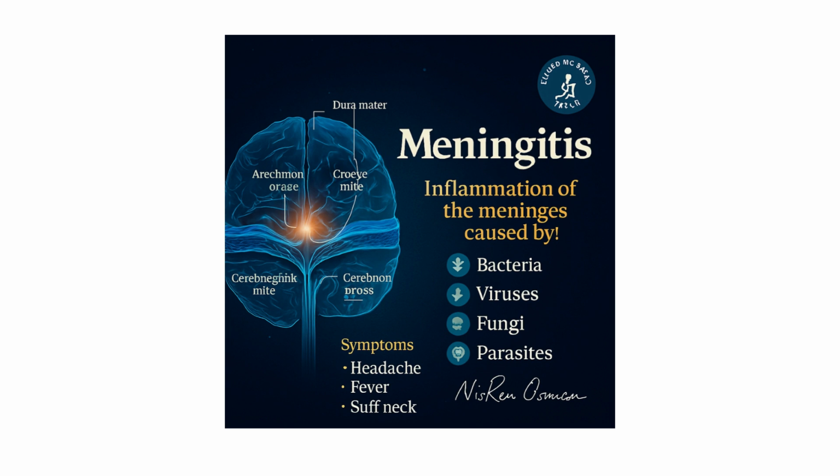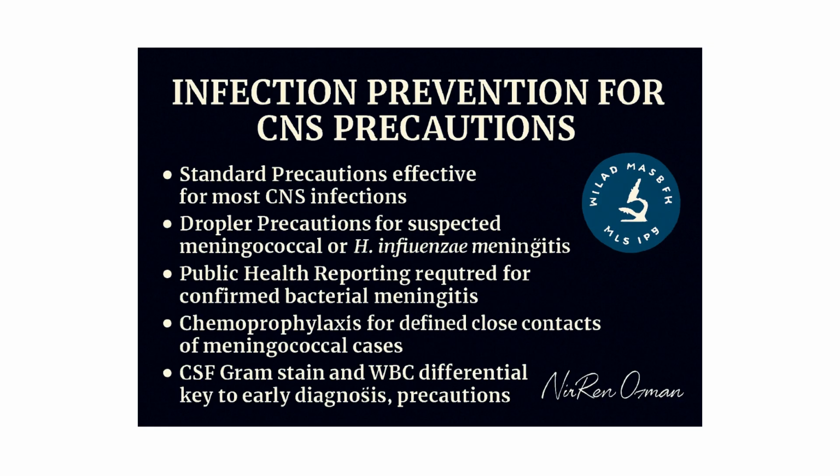So, in the third slide, I will talk about infection prevention implications in meningitis. From an infection perspective, distinguishing bacterial from viral meningitis is critical. Bacterial causes, particularly meningococcal and Hib, require droplet precautions. Okay, the droplet precautions are mandatory. Public health reporting and chemoprophylaxis for defined close contacts. CBIC candidates must be able to know the exposure risk, interpret CSF findings, and coordinate timely prophylaxis. And most healthcare personnel are not considered close contacts if proper PPE was used.